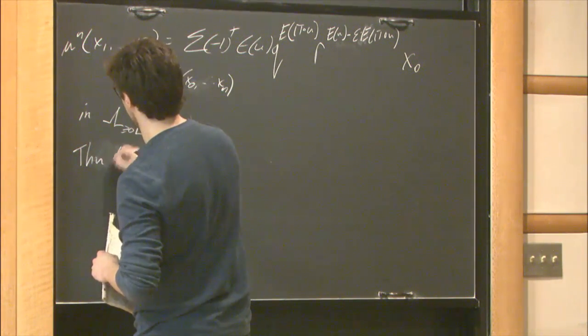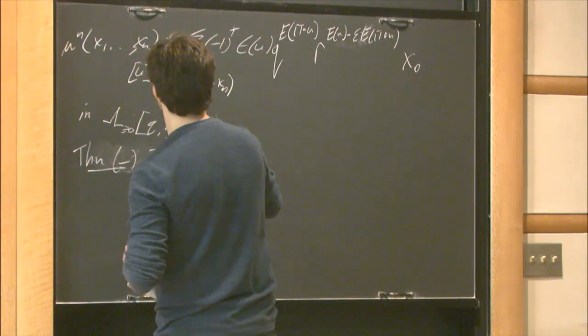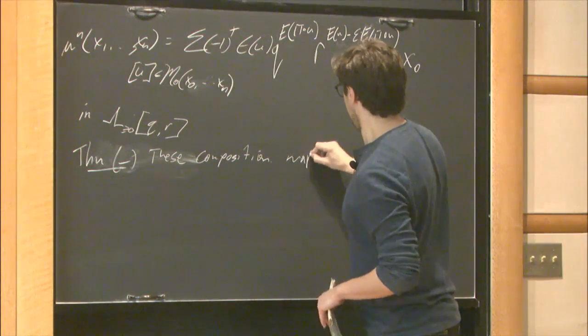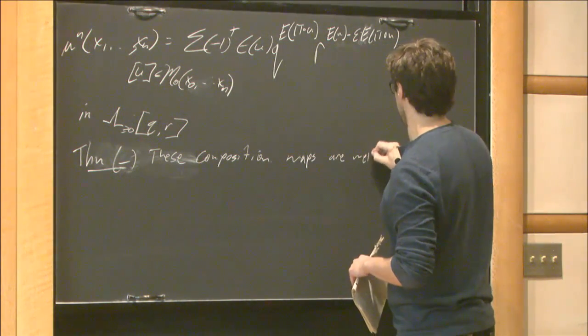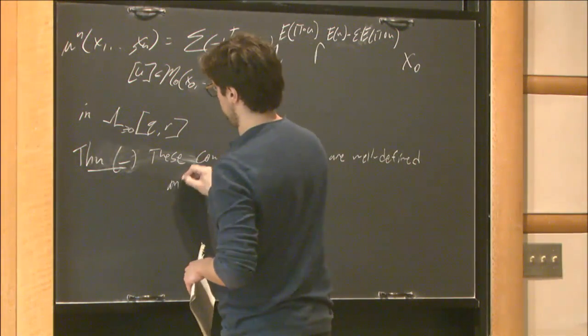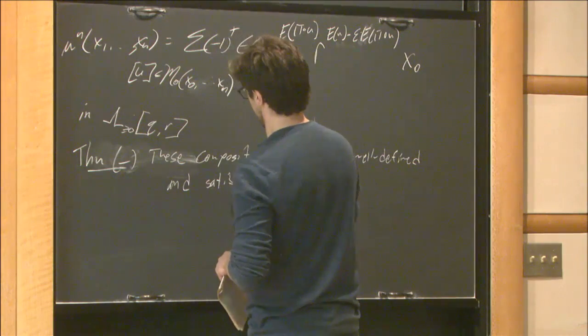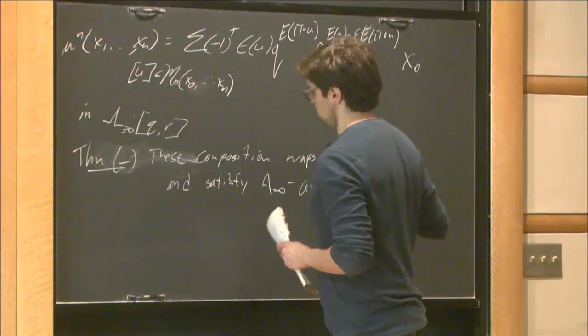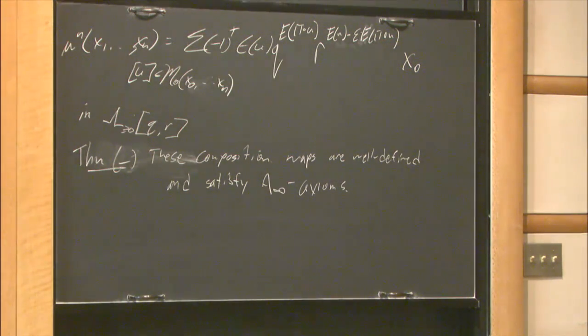Okay, so theorem. These composition maps are well defined and satisfy A infinity axioms. Okay, so that's really just the statement about transversality and compactness. Okay, so, right.